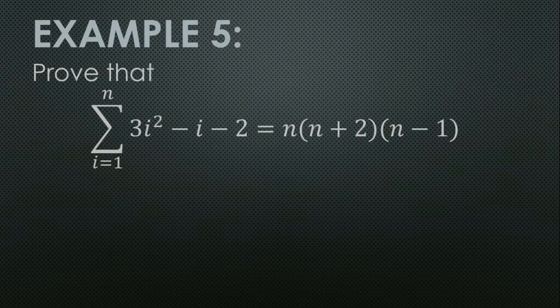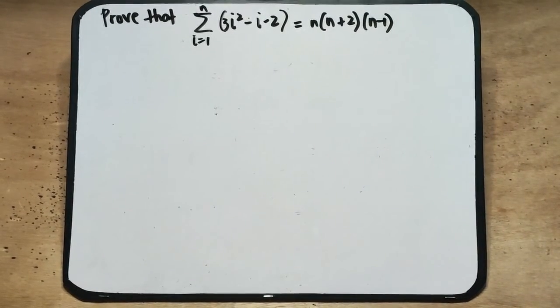Example 5. Prove that the summation of 3i squared minus I minus 2 from 1 to n is equivalent to this formula, n times n plus 2 times n minus 1. For the solution, watch this video. In this example, we prove that the summation of 3i squared minus I minus 2 from 1 to n is equivalent to n times n plus 2 times n minus 1.